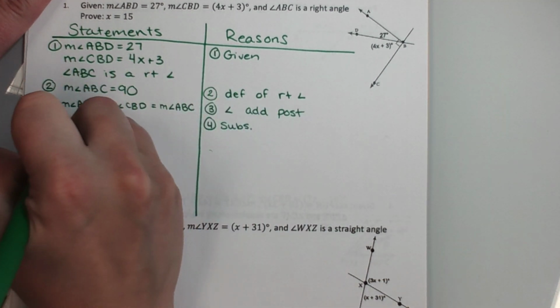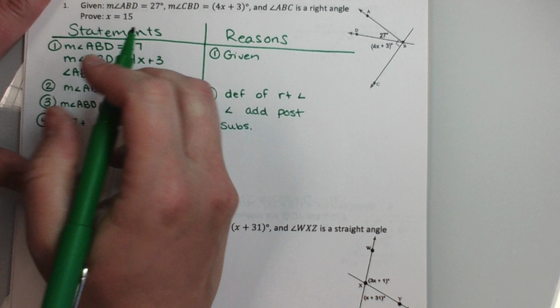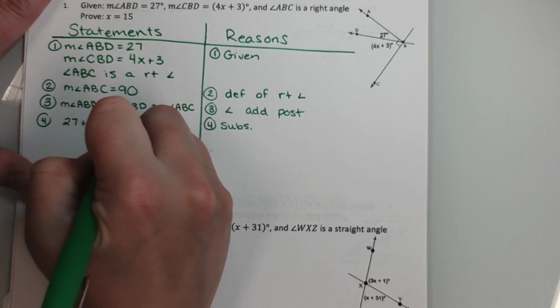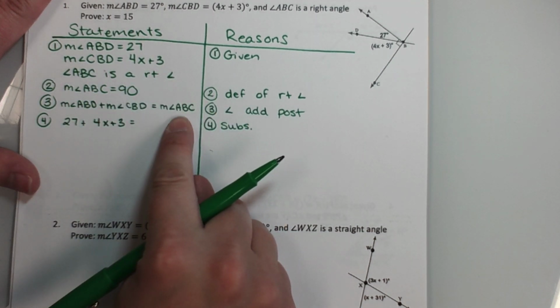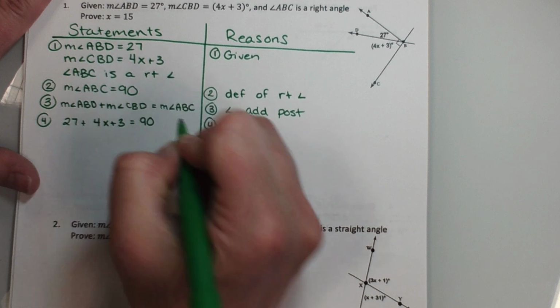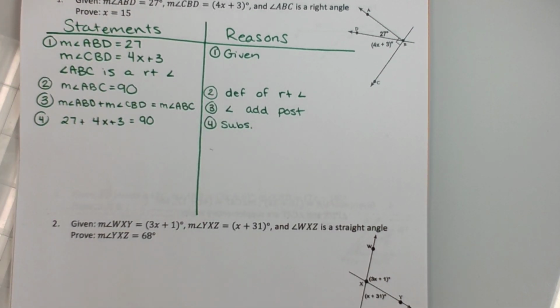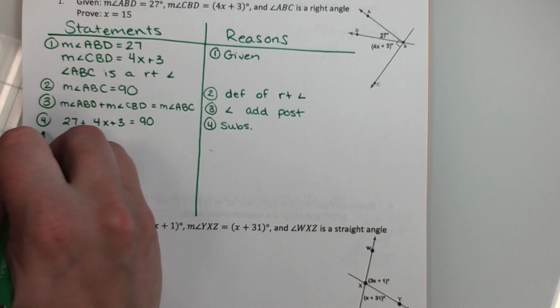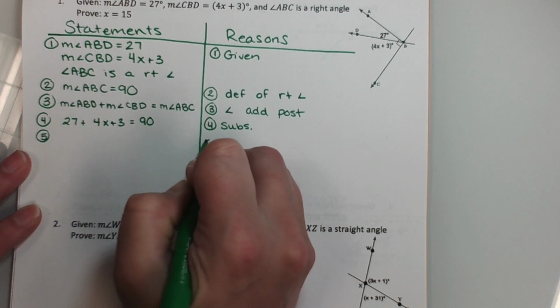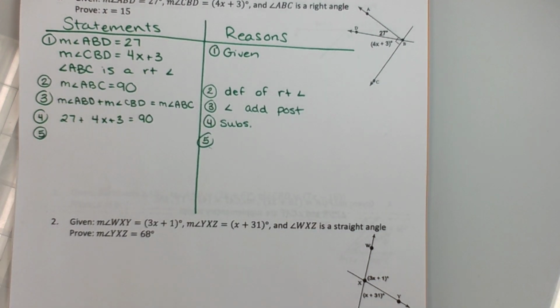ABD gets replaced with 27. CBD gets replaced with 4x plus 3. ABC gets replaced with 90. That is substitution because I'm replacing something with what it's equal to. And now it's just algebra.